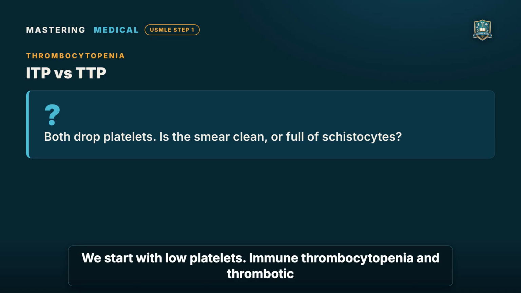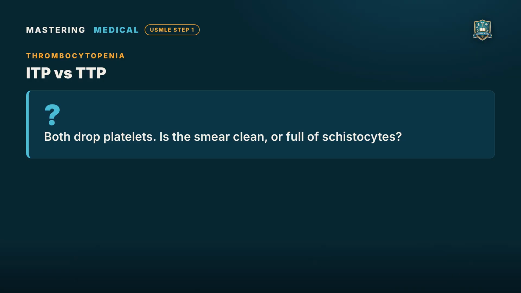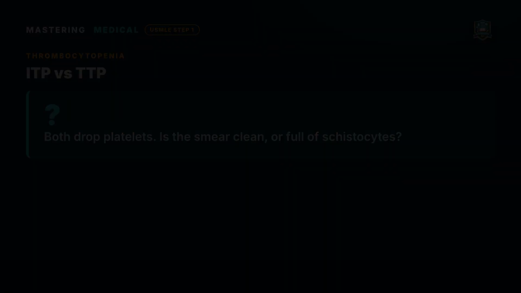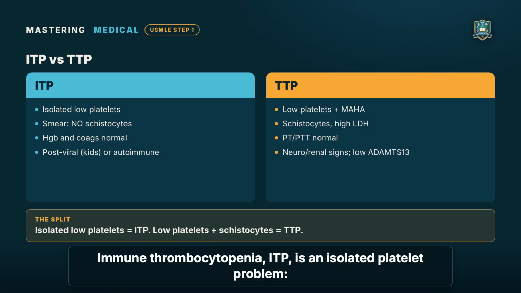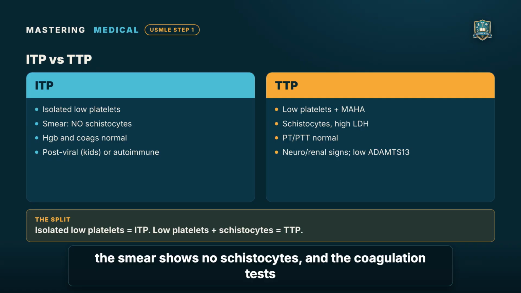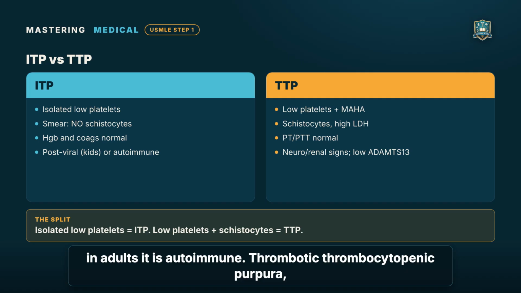Immune thrombocytopenia and thrombotic thrombocytopenic purpura both drop the platelet count. The smear and the rest of the blood counts tell them apart. Immune thrombocytopenia (ITP) is an isolated platelet problem. Platelets are low, but the hemoglobin is normal. The smear shows no schistocytes, and the coagulation tests are normal. In kids, it often follows a viral illness. In adults, it is autoimmune.